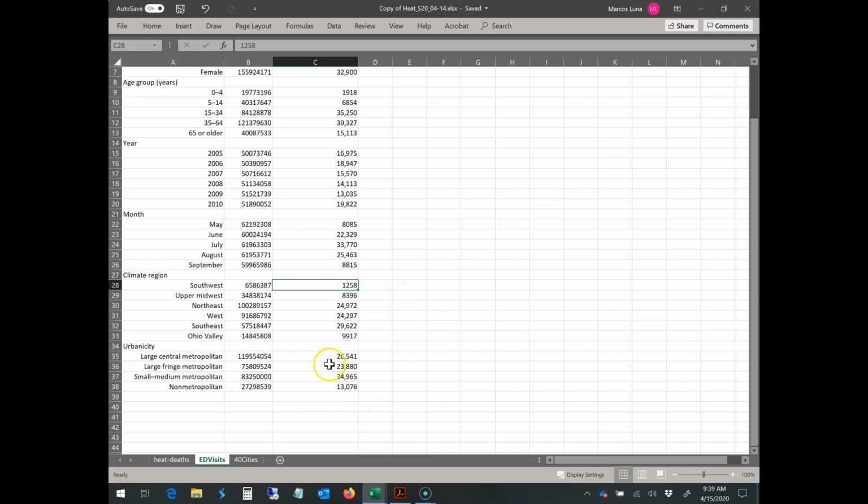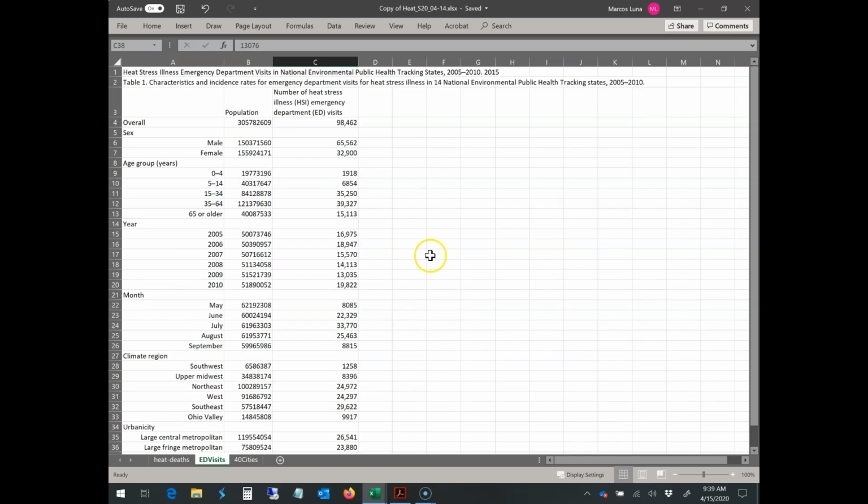And then urbanicity refers to the size of the city or how developed it is. So a large central metropolitan area is like New York or Los Angeles, and a non-metropolitan area is something that's going to be rural, for example. So we have then the numbers of people from those different categories, groups that ended up in the emergency department.